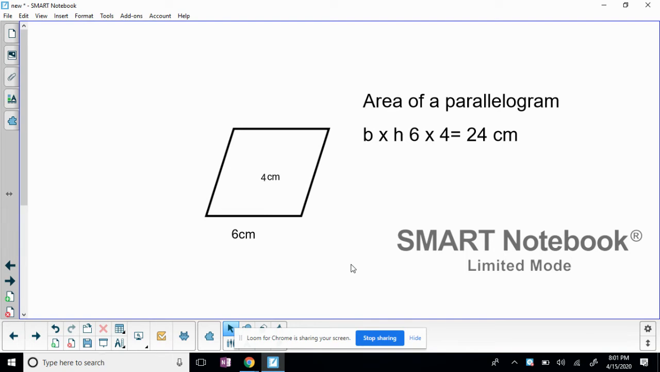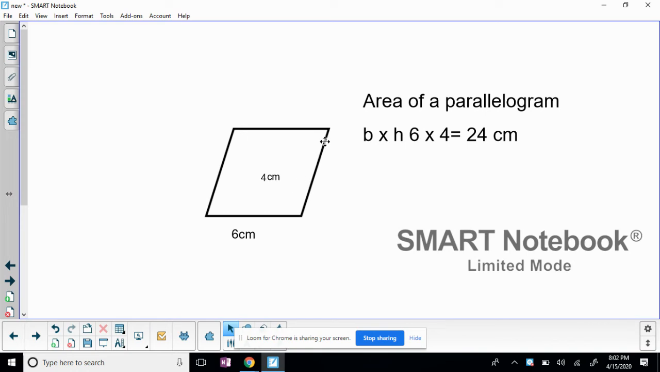So here's a parallelogram, and we're going to do a lesson on parallelograms later on. But if you think of a parallelogram, it's back to the old formula, base times height. The area of this parallelogram is 6 times 4, 24 centimeters.